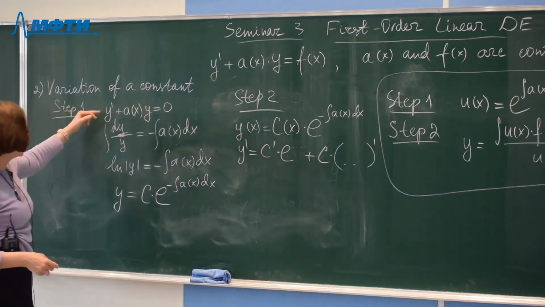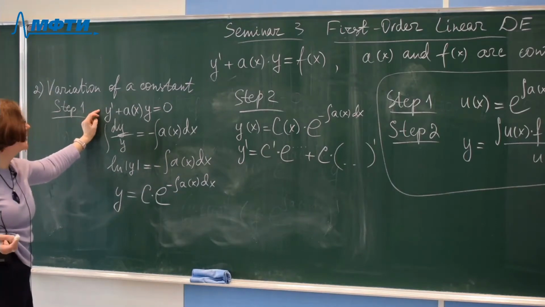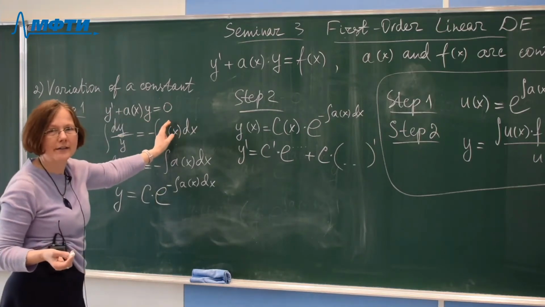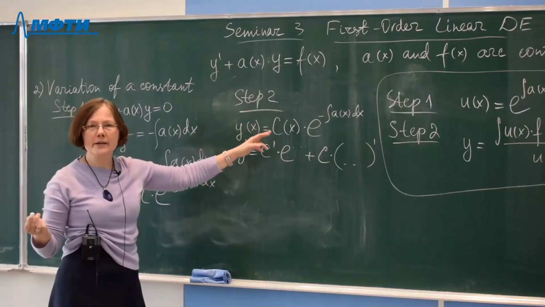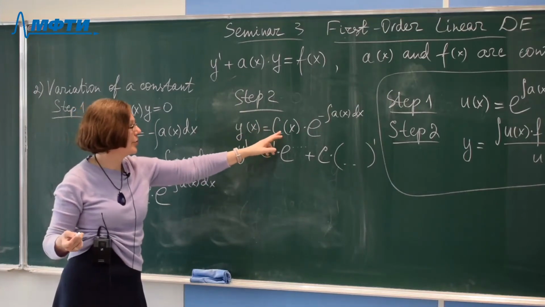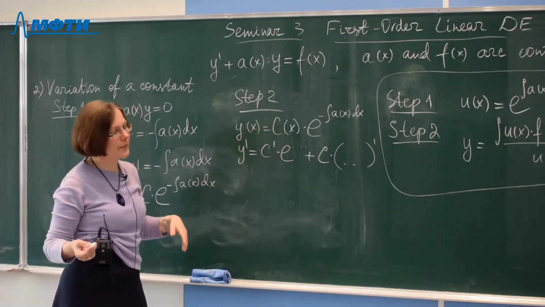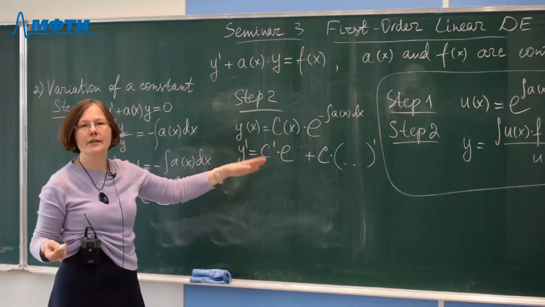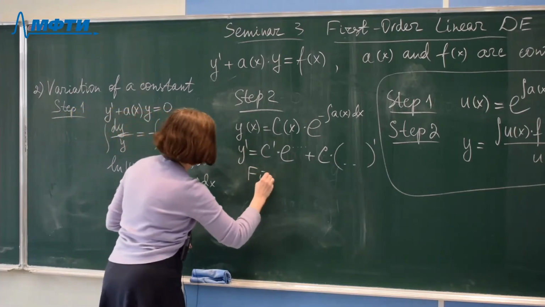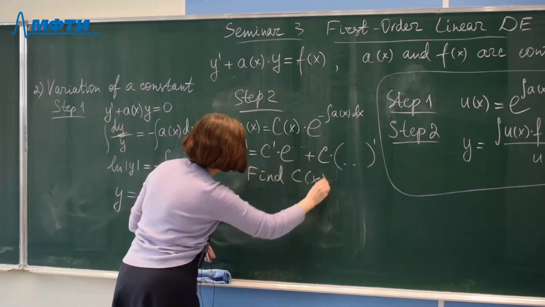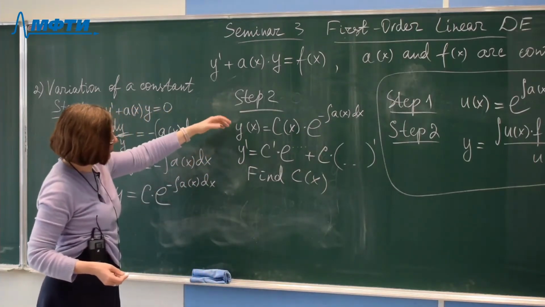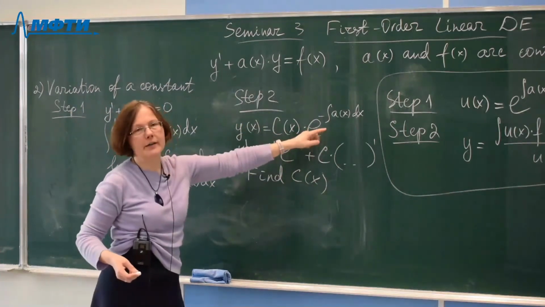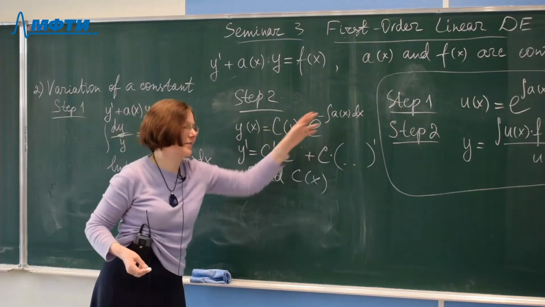So step number 1, to solve a homogeneous equation, with a zero function on the right hand side. And step number 2, to vary a constant, to assume that this is not a constant but a function depending on x, and find c, the function c of x, and the answer will be y equals this new function multiplied by this coefficient. This is also a function.